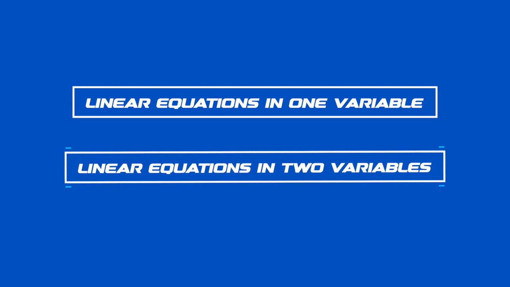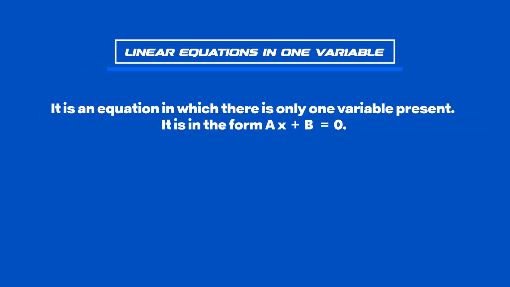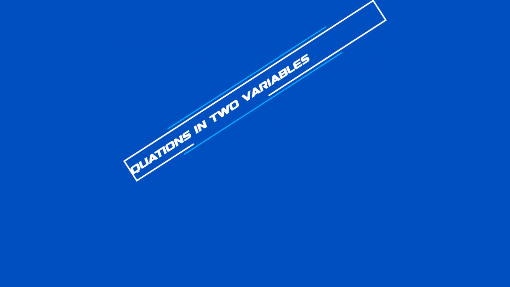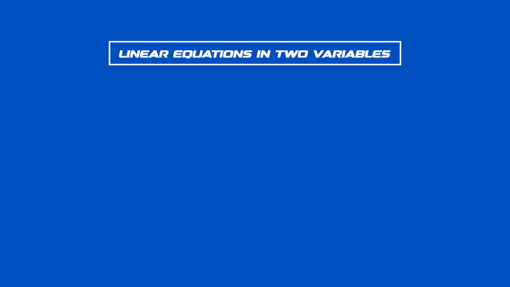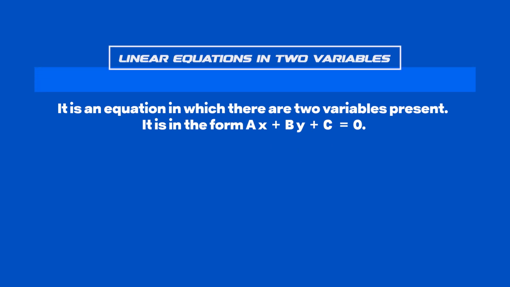Linear equations can either be written in one variable or two variables. A linear equation in one variable is an equation in which there is only one variable present. It is of the form ax plus b is equal to 0, where a and b are any two real numbers and x is an unknown variable that has only one solution. A linear equation in two variables, however, is in the form of ax plus by plus c is equal to 0, in which a, b, c are real numbers, and x and y are the two variables, each with a degree of 1.